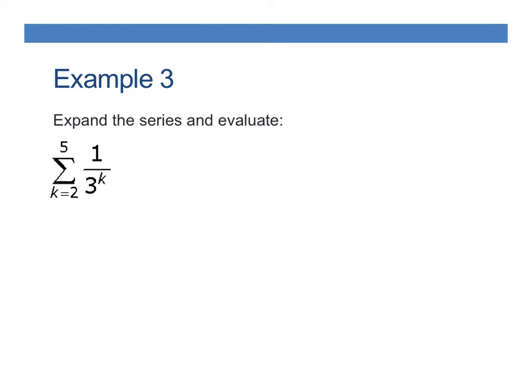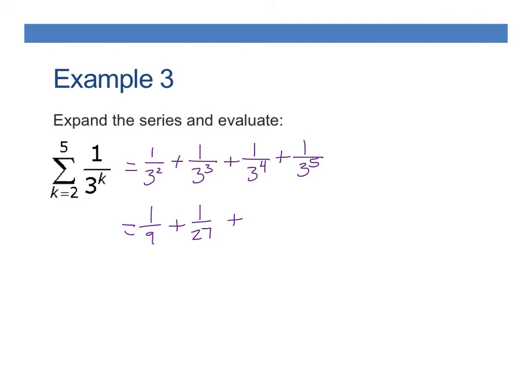Example 3. Expand the series and evaluate. We're finding the sum from 2 to 5 of 1 over 3 to the power of k. Well, that's equal to 1 over 3 squared plus 1 over 3 cubed plus 1 over 3 to the power of 4 plus 1 over 3 to the power of 5. We get 1 over 9 plus 1 over 27 plus 1 over 81 plus 1 over 243.